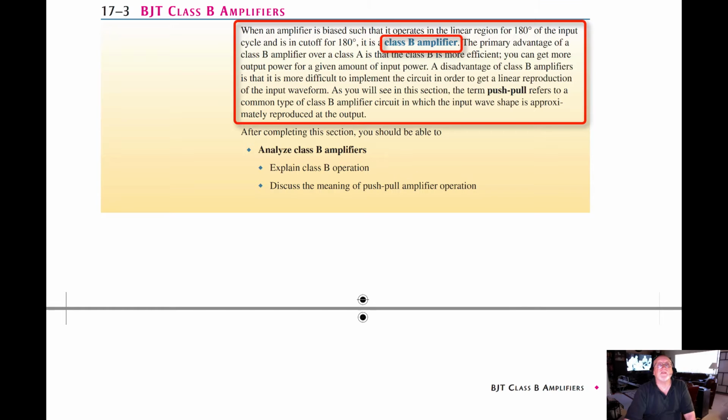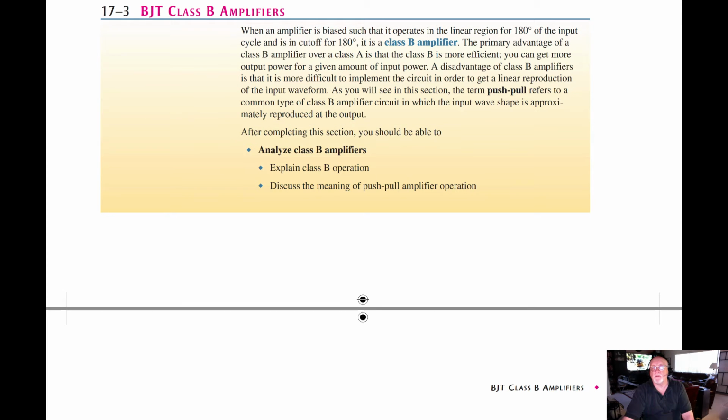The primary advantage of a Class B amplifier over a Class A is that the Class B is more efficient. You can get more output power for a given amount of input power. A disadvantage of a Class B amplifier is that it's more difficult to implement the circuit in order to get a linear reproduction of the input waveform. As you'll see, the term push-pull refers to a type of Class B amplifier circuit in which the output waveshape is approximately reproduced at the output.